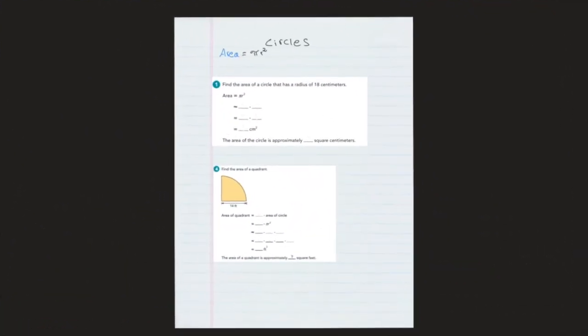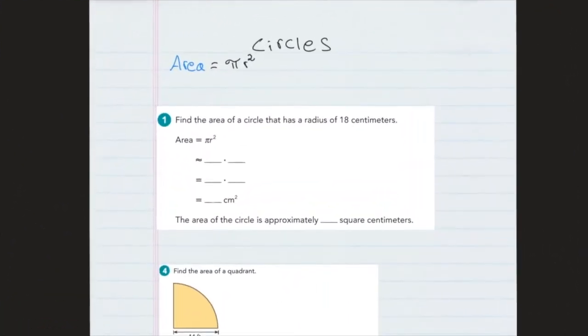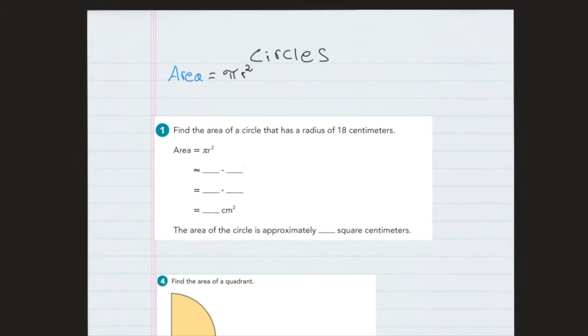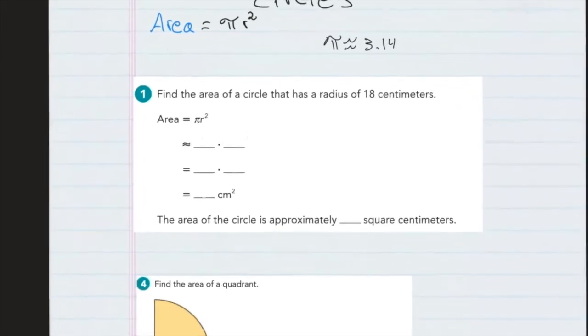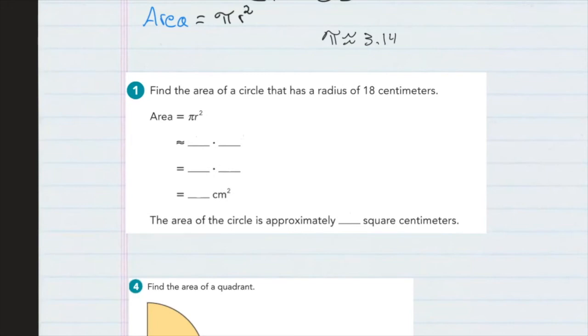Now we're going to briefly go over the area of a circle. So the area is equal to pi times the radius squared. And for these problems, why don't we use 3.14 as pi? So we can say that pi is approximately 3.14. So just find the area of a circle that has a radius of 18 centimeters.